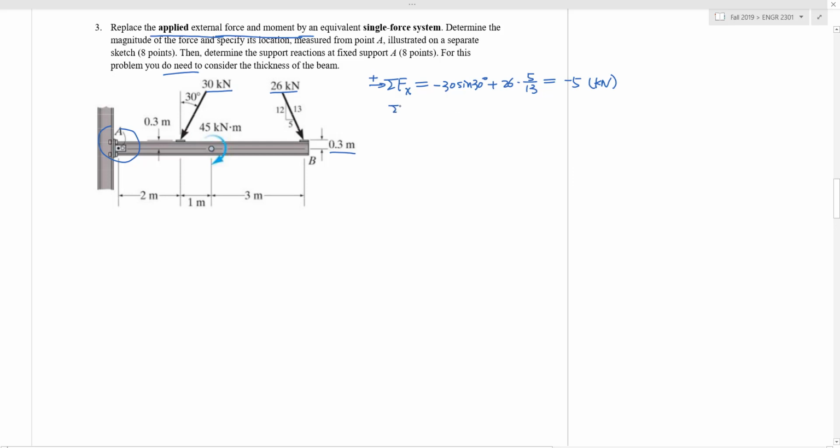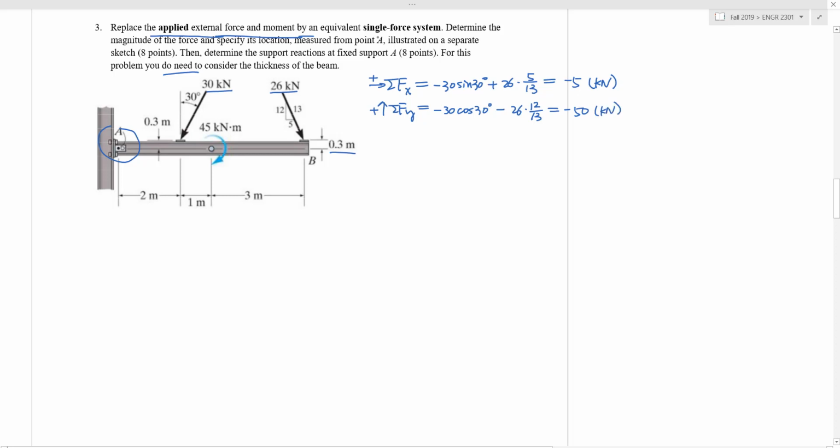And then the resultant force along the y direction. Again, right now we're not considering equilibrium. We're not setting it to 0. So we have a negative 30 kilonewton times cosine 30 degree, negative because it points down. And then for the 26 kilonewton force, the vertical component is a 12/13 component, also pointing down, so minus 26 times 12/13, and this equals a negative 50 kilonewton.